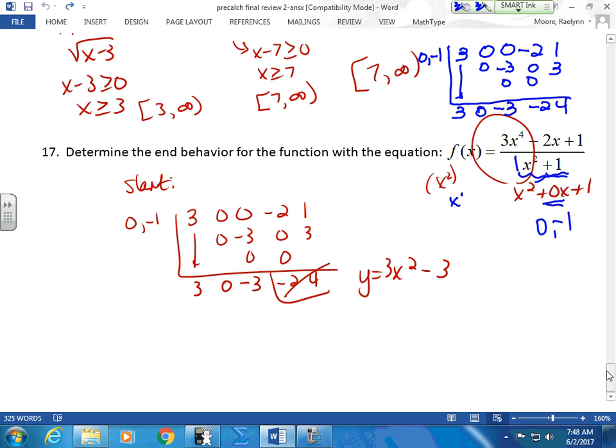x^4 over x^2 gives me x^2. So this is 3x^2 plus 0x minus 3, and I don't care about my remainder. So you have a parabola that actually guides this endpoint. If you want, put it in your y1, put it in your y2, and see that it works. If you had them where you start at something else at the bottom, like the leading coefficient, what do you do?